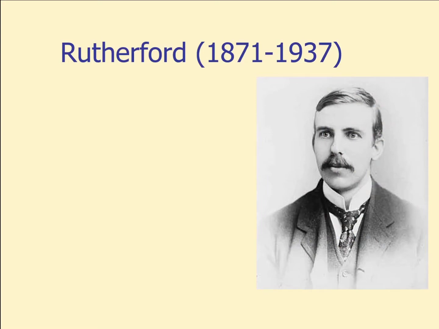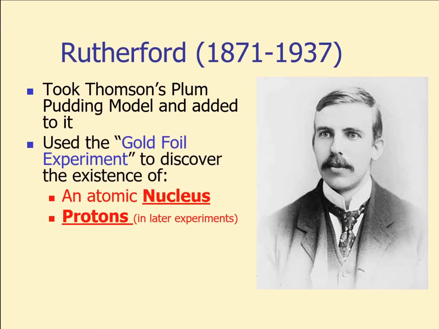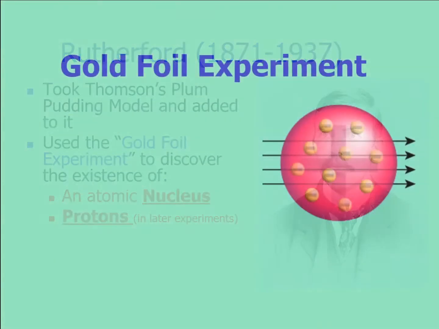The next scientist was Rutherford, who took Thomson's plum pudding model and added to it. He used the gold foil experiment to discover the existence of an atomic nucleus, and the proton in later experiments.